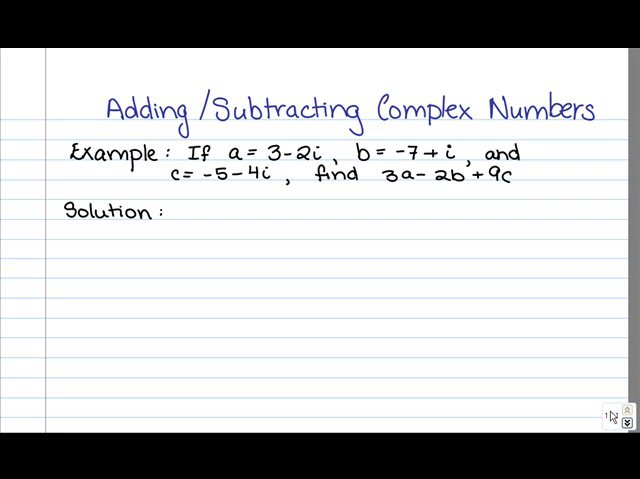Here's what you're going to have to do. You're going to have to make sure that you multiply each of the coefficients, so the 3, the negative 2, the 9, by the given complex number. Next, you're going to have to add and subtract the complex numbers as indicated. To do this, remember that you simply add or subtract the real parts, and you also add or subtract the imaginary parts. So just work with the real and the imaginary parts separately. Go ahead, try this out, and we'll continue once you're done.